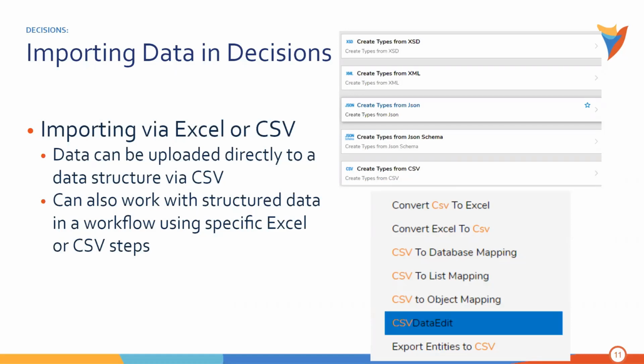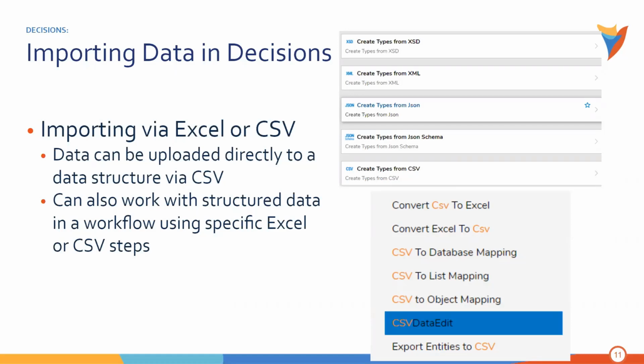And there are two common ways to get data from a spreadsheet into Decisions. Both of these ways involve creating a data structure with the same fields as the spreadsheet columns. And once you create this, you can upload data to that structure directly, just like importing data into a table. Another way is to use workflow steps to map the spreadsheet to your data structure, and then using a loop and CRUD steps to store this data in Decisions. And we'll see that example later on when we get in the tool.